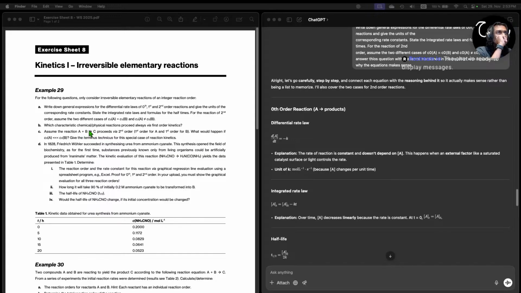Which characteristic chemical physical reaction proceeds always through first order kinetics? Decay, right? Radioactive decay, unimolecular dissociation type.